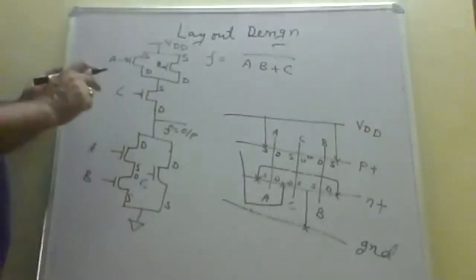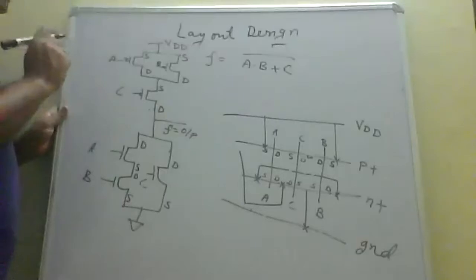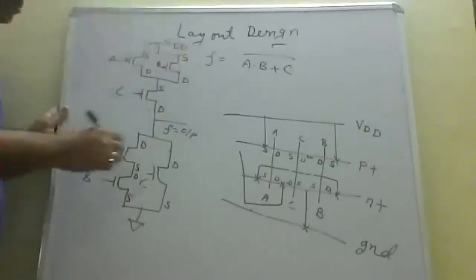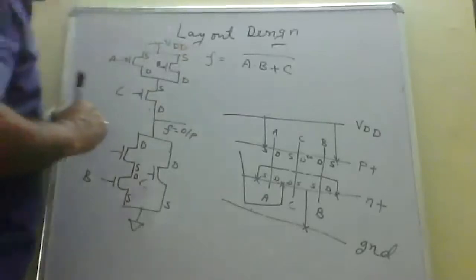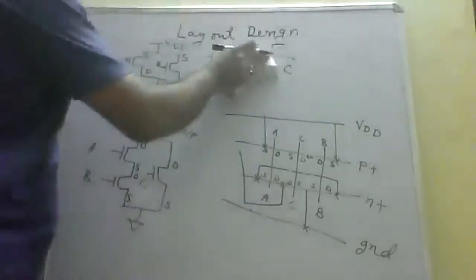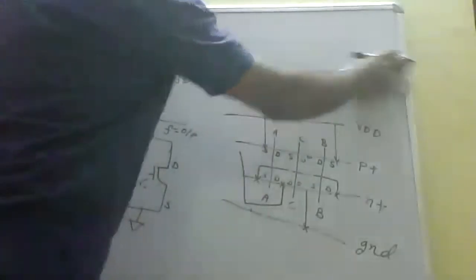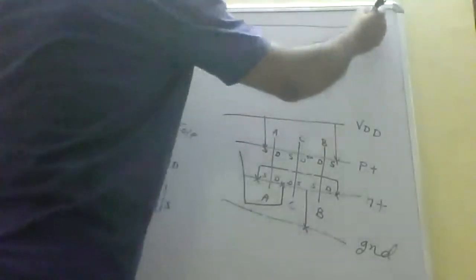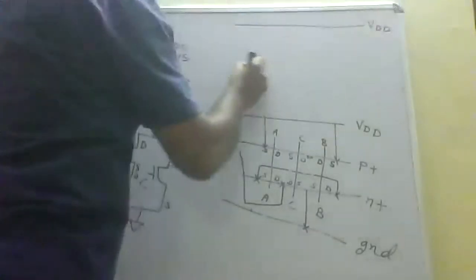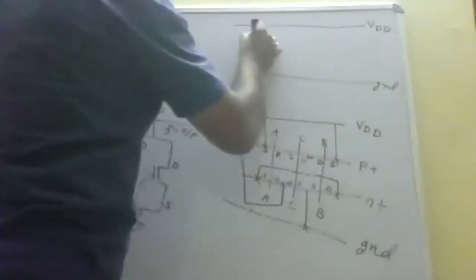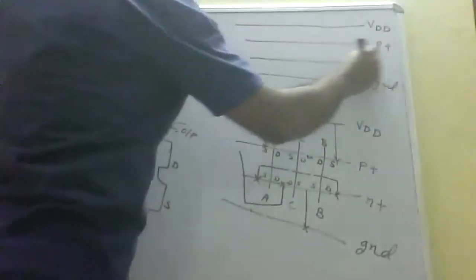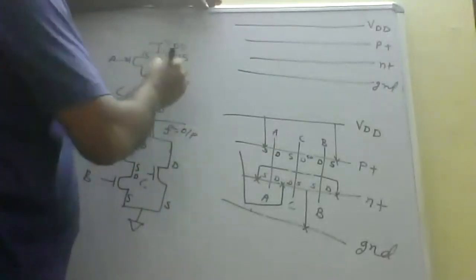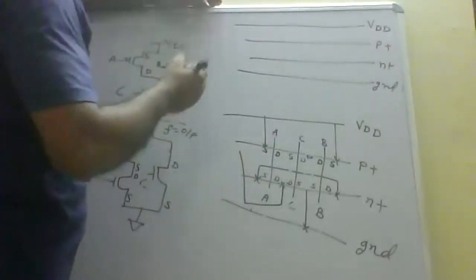Now I will show that if I choose CAB, right? Now I am making the same stick diagram upside, but now the polysilicon is different. Here it is VDD, GND, P plus, and N plus. Now I choose the sequence as CAB.